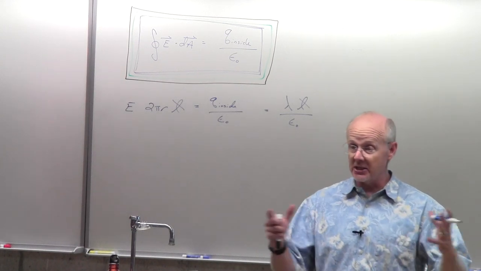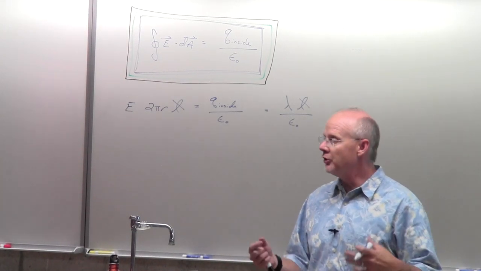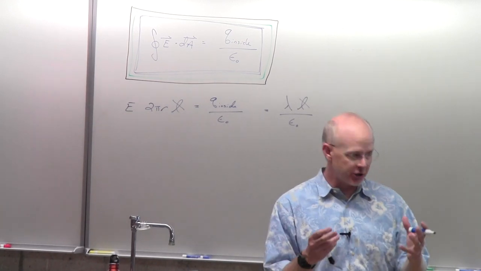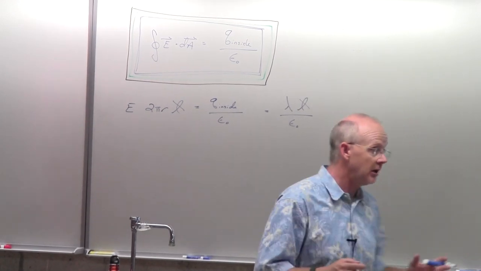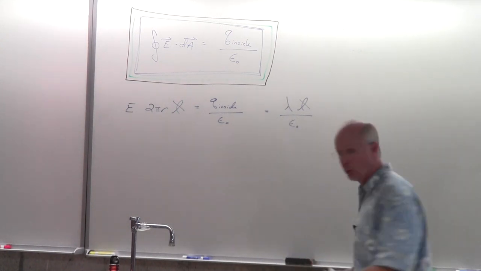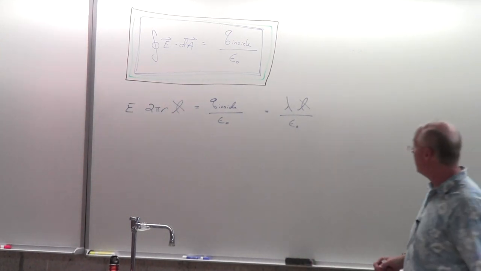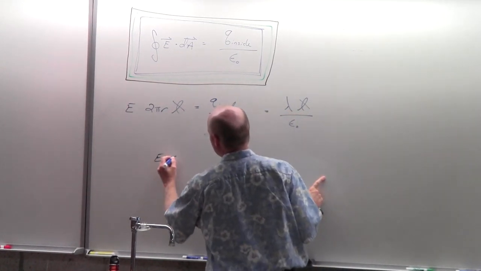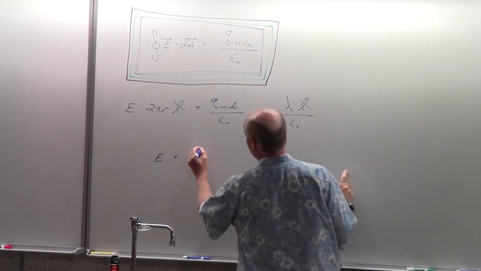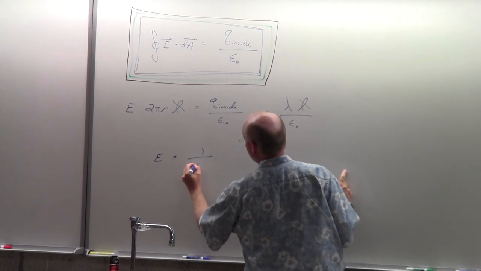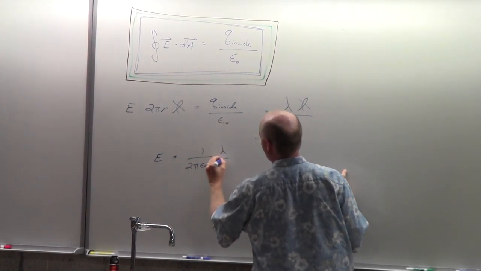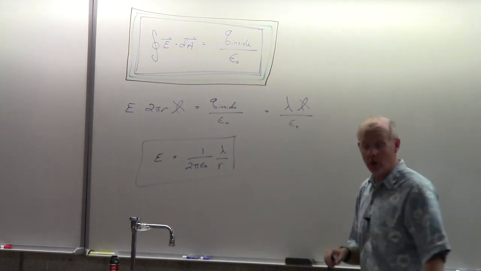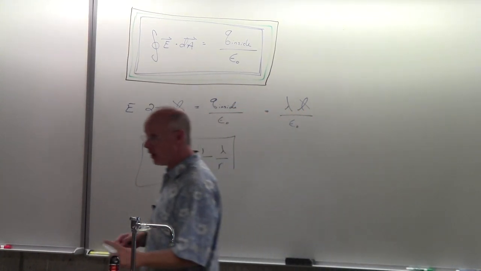Should there be a distance r? Yes. Should there be a lambda for how much charge there is? Yes. That's what determines the electric field, but not this L. So the fact that it cancels is a really good sign. I would really be bothered if it didn't. And now, like I said, I'm done. Here it is. The electric field is what? Well, it's 1 over 2 pi epsilon naught times lambda over r. And so now we've got the equation for the electric field from a line of charge.